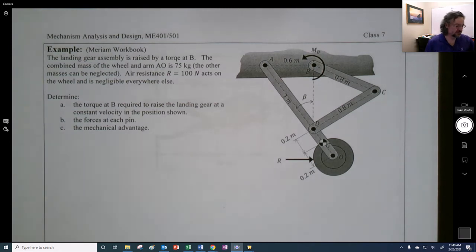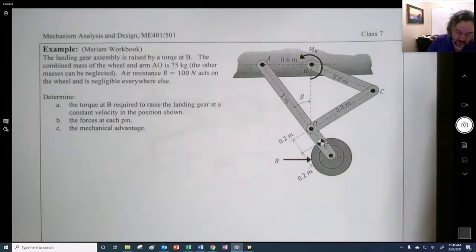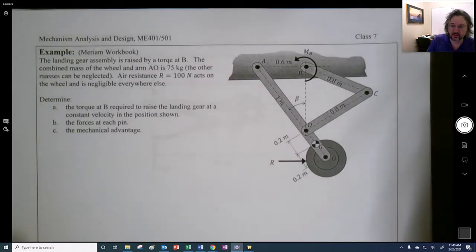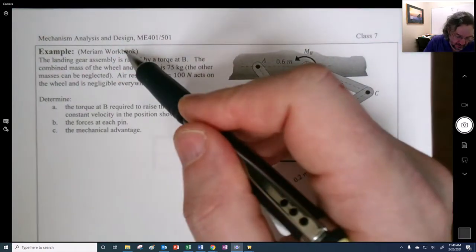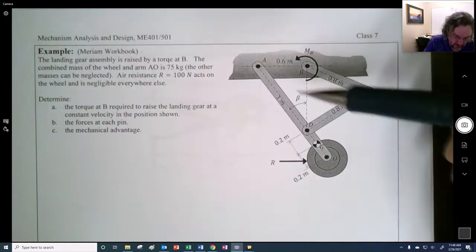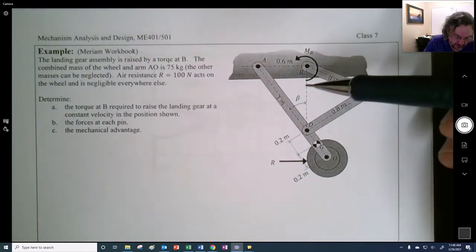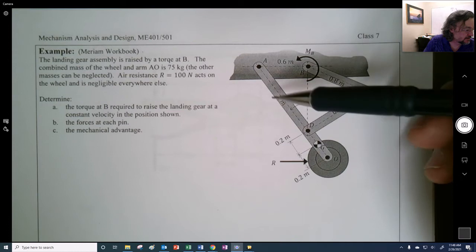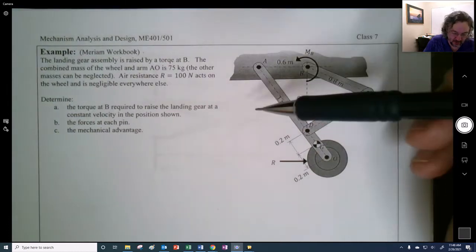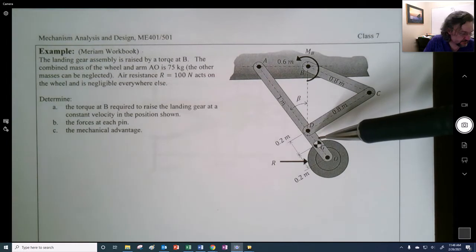Additional examples for statics in ME401. I wanted to create a couple videos for some of these. This is a problem out of the Meriam workbook. Meriam and Craig was the statics book I used in undergrad, and they had made this workbook that went along with it. So I thought, I kind of liked this problem.